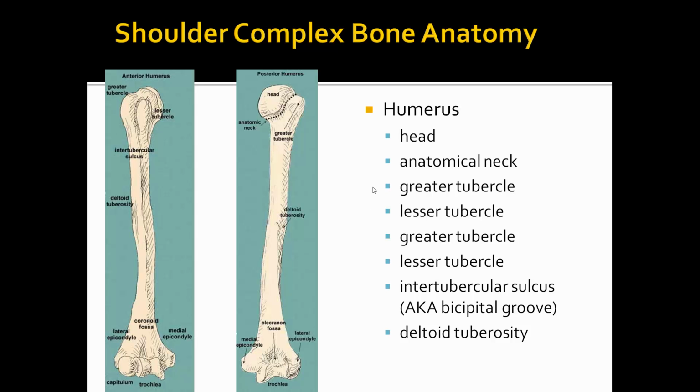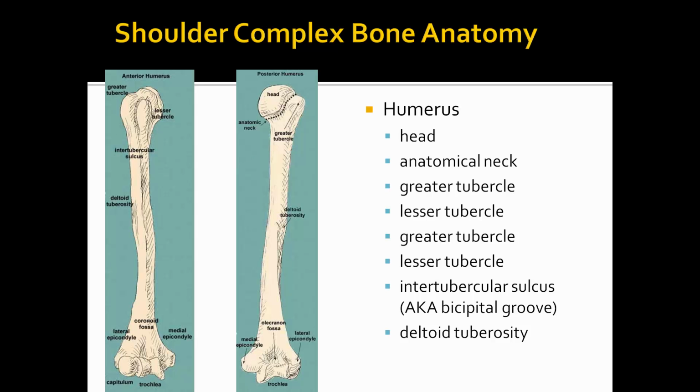You have the head of your humerus, which is at the top here. Anatomical neck, which is this dotted line as you see on this picture here. You have your greater tubercle, which is right outside here. Your lesser tubercle, which is on the back side. Then you have some other tubercles as you go down, which are more or less for muscle attachment points and all that good stuff.